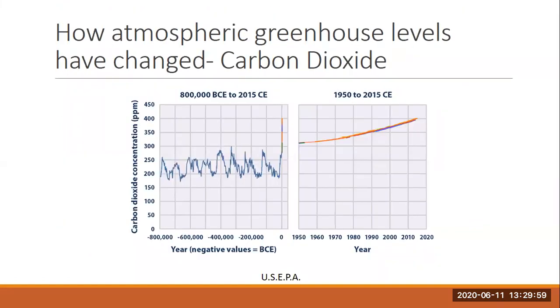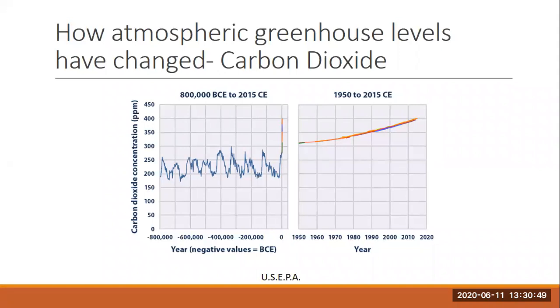Now let's talk a little bit about how greenhouse gas levels have changed. On the left-hand side, this goes back a very long time, 800,000 years. You can see that carbon dioxide has ranged from about 175 up to about 300 parts per million. Remember, we said these gases are trace gases, very small amounts in the atmosphere, so that's why we use the term parts per million. If you were able to grab randomly a million gas molecules in the atmosphere, on average over the course of time, about 175 to 300 of those would have been carbon dioxide.